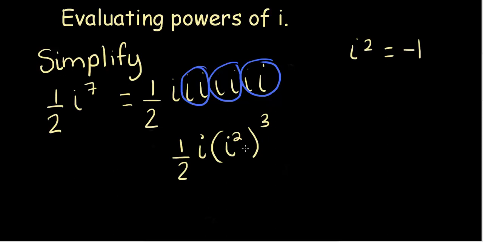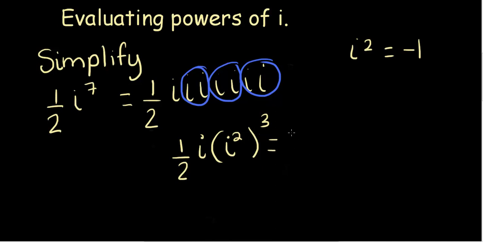Let's see if this works. The power to a power rule tells me when I have a power elevated to another power, I multiply the exponents. So i squared to the power of 3, that is i to the power of 6, plus the one that I have here is i to the power of 7, which is what I had at the beginning.